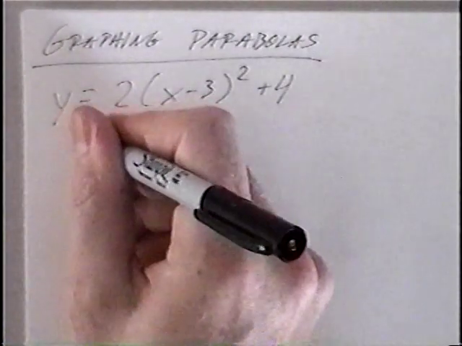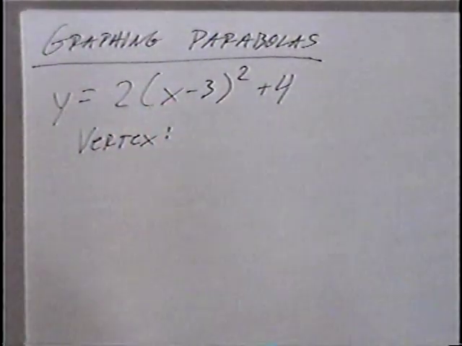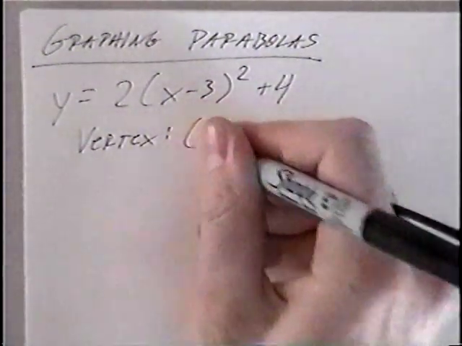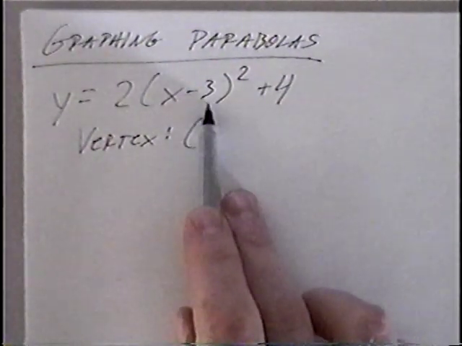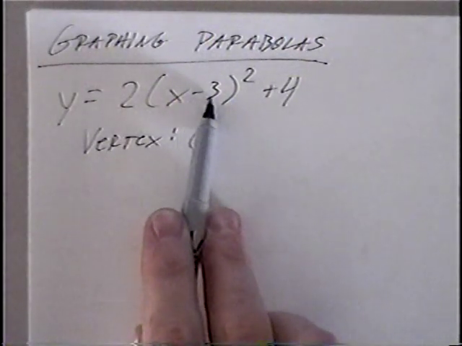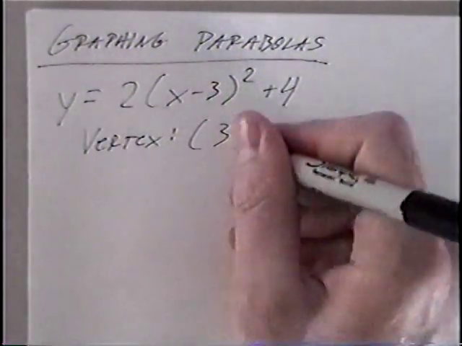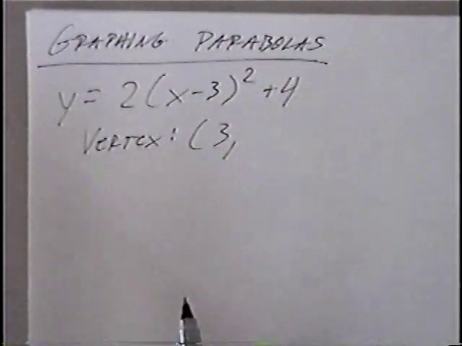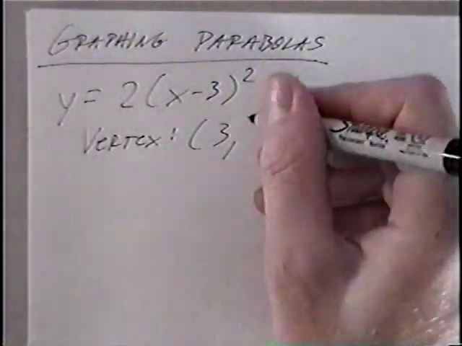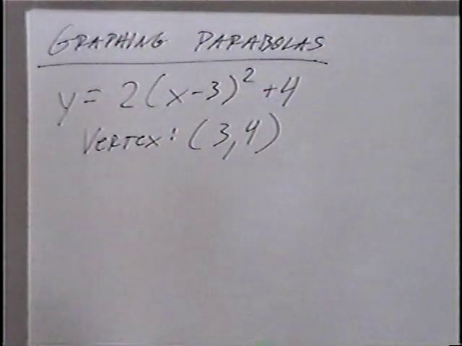First step is to find the vertex. For the vertex, the x value would be inside the parentheses next to the x. The minus sign is already part of the standard form, so the x value would just be 3. And the y value would be k, the number outside, which should be 4. So the vertex would be 3, 4.